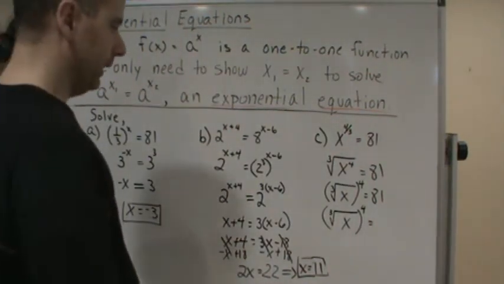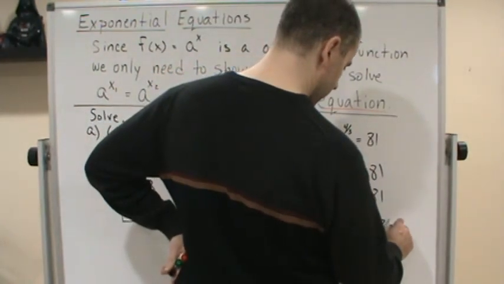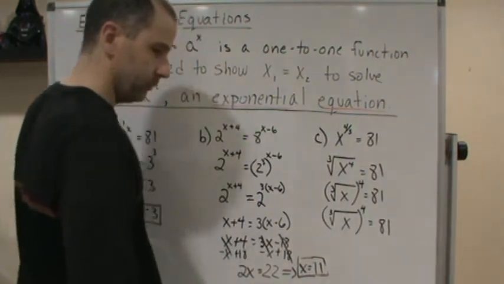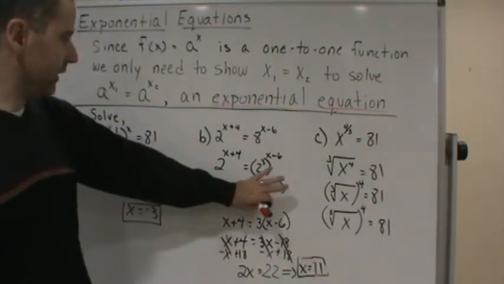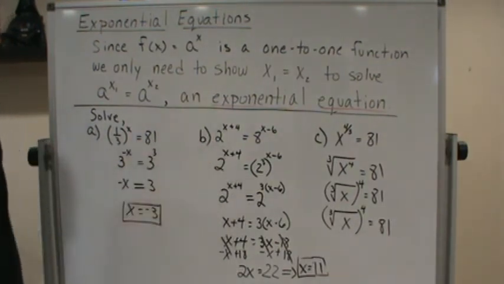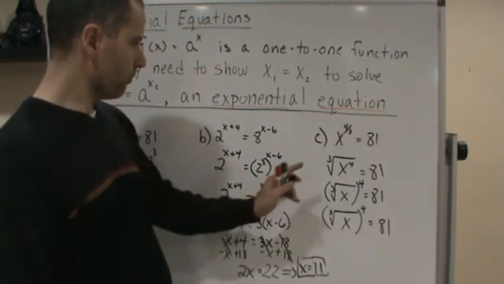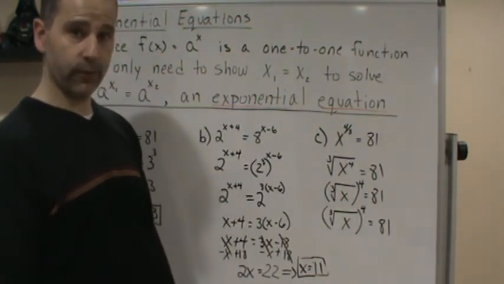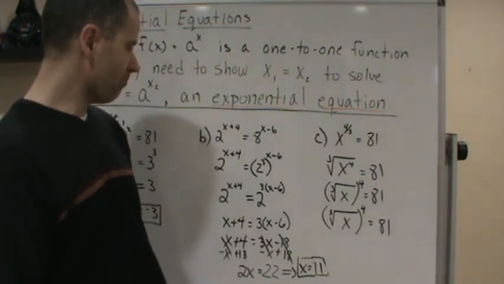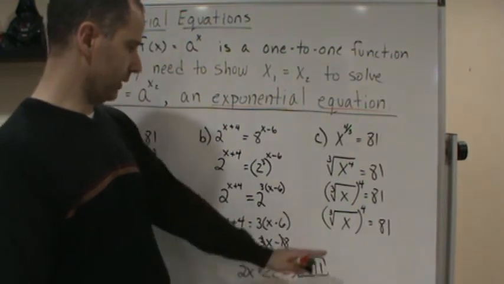What can we do to both sides to get rid of that 4? It's different from what we did over here. With these, it worked fine. But with this one, it's not going to work as easily, because we've got this 4th power. So how are we going to do this?